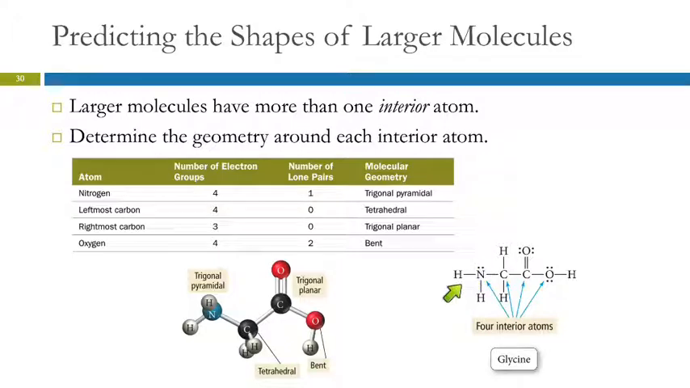For the nitrogen, we see there's 4 groups and 1 lone pair. So that's going to be a trigonal pyramid. This carbon has 4 groups, no lone pairs. So that's tetrahedral. This one has 3 groups, no lone pairs. That's trigonal planar. And here we have 4 groups, 2 lone pairs. That's bent. And so based on that, we can draw the structure. So here we have bent. This is flat. This is a tetrahedron, and this is a trigonal pyramid. Those are fun.